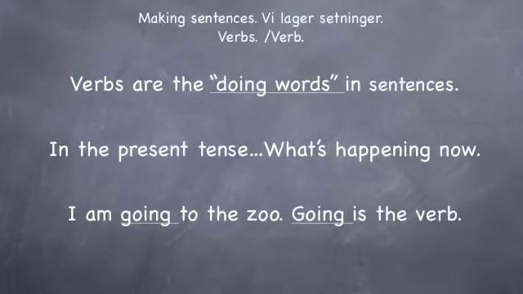Making sentences. Vi lager setninger. Verbs. Verb. Verbs are the doing words in sentences. The present tense is what's happening right now. For example, in English, I am going to the zoo. Going is the verb, to go.